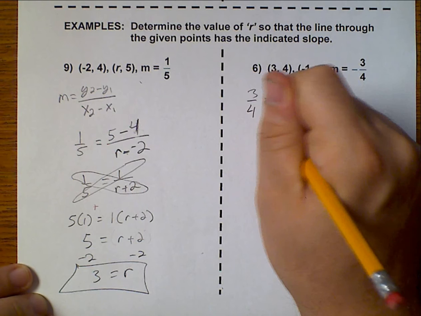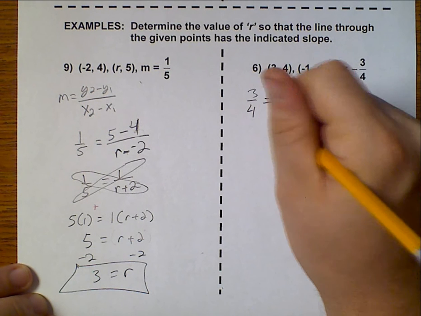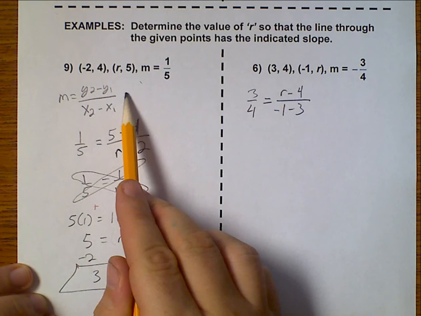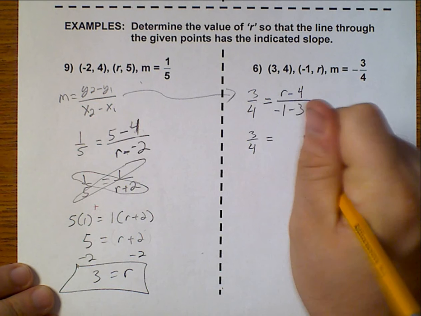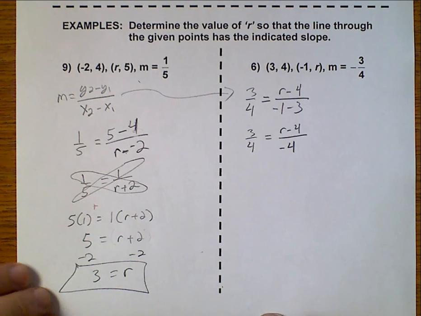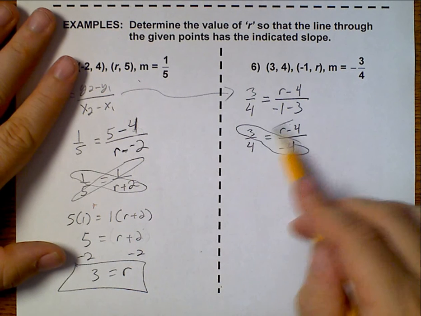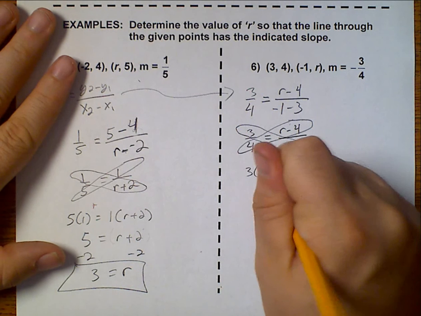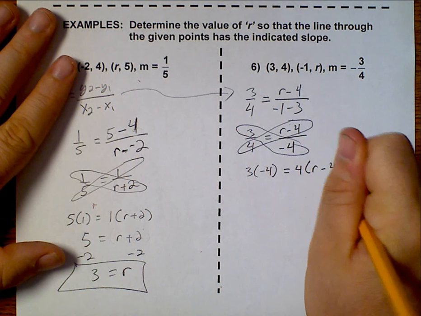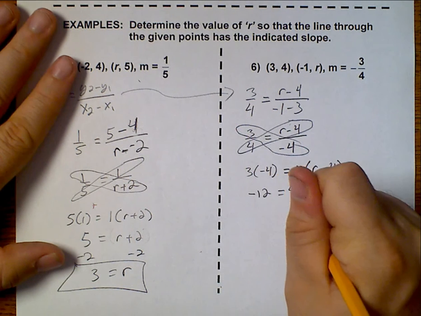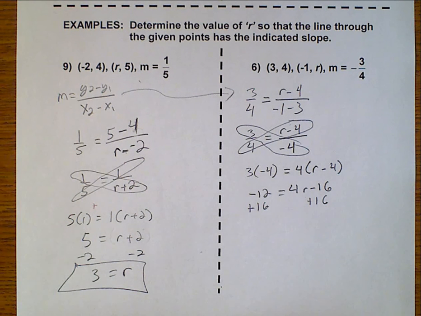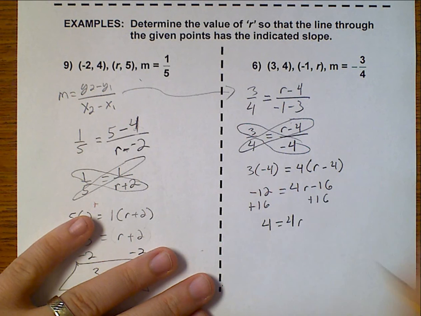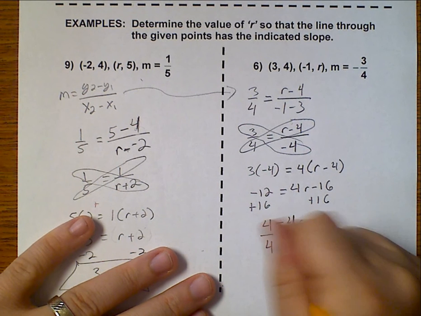3/4 equals r minus 4 over negative 1 minus 3. Again, I just pulled from here and plugged those values in. So 3 over 4 equals r minus 4 over negative 4. We now cross multiply. And so 3 times negative 4 equals 4 times r minus 4. So negative 12 equals 4r minus 16. I add 16 to both sides, and negative 12 plus 16 is 4. So 4 equals 4r. Divide both sides by 4. r equals 1.